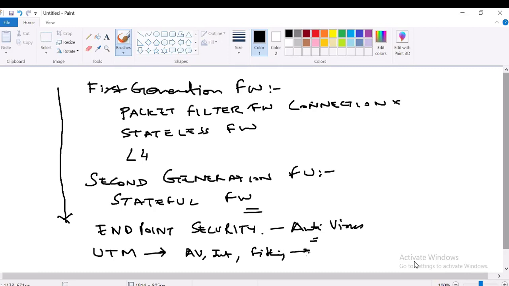So what happened over here? We are getting the defense in depth security. That means everything is getting secure. It was secure, but the performance was the issue over here. Why? Because this was slow. So being slow, what happened over here? That gave us again something called third generation firewall.